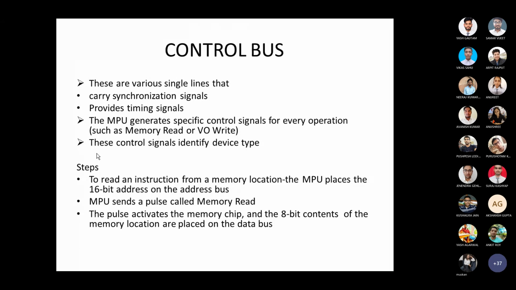So now we come to the control bus. The control bus consists of various single lines. Why are these single lines? We can generally be confused with the data bus and address bus, where bus means all the lines together. But here, even though a large number of wires may emerge from the controllers and various timing units, only one line will have a signal for a particular operation.